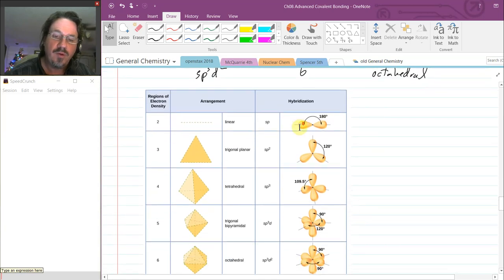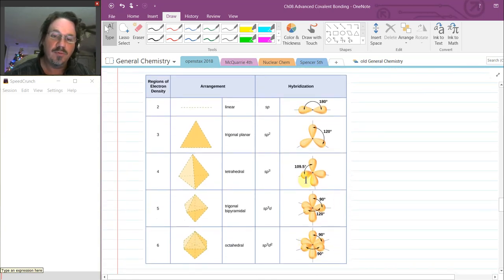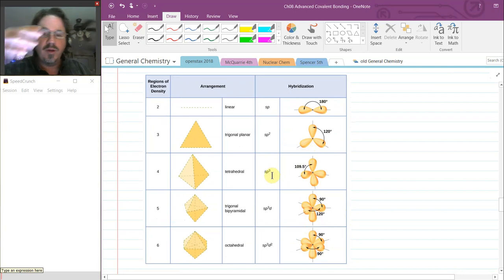And I can go up right through these five basic shapes that we've learned before. Tetrahedral, I need four different directions, so four orbitals. I'm going to grab the s and all three of the p's, so four atomic orbitals go in.